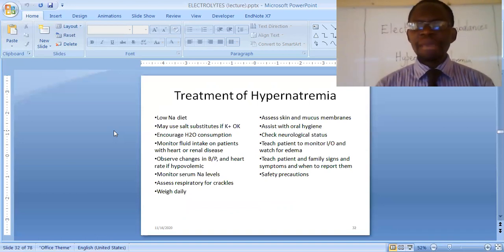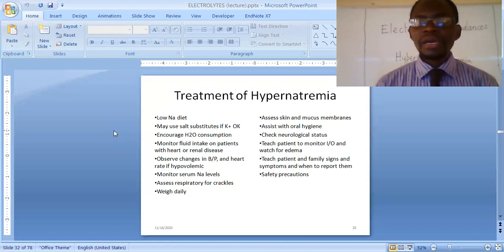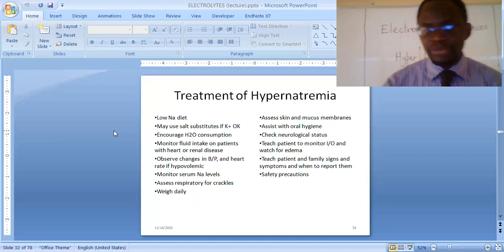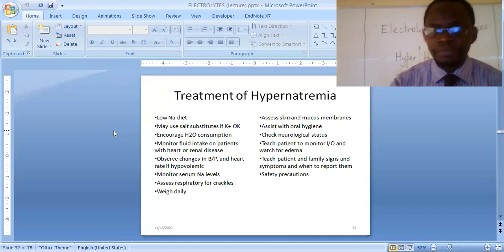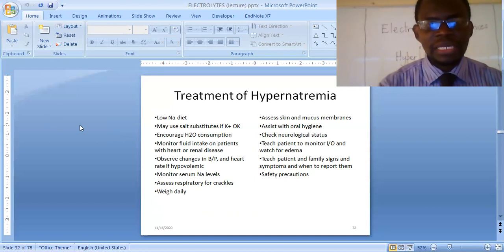How do we treat hypernatremia? One is that you need to restrict sodium intake. You may use other substitutes like potassium to basically counteract. You remember, sodium and potassium compete at the kidney level. So if you have more of potassium, then the better. So you can use other substitutes that contain potassium. I encourage consumption of water, monitor patients' fluid intake and output, among others, as you can see in this presentation.